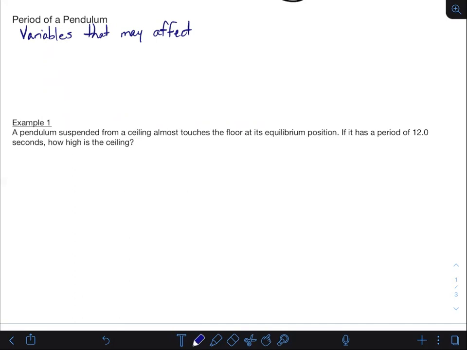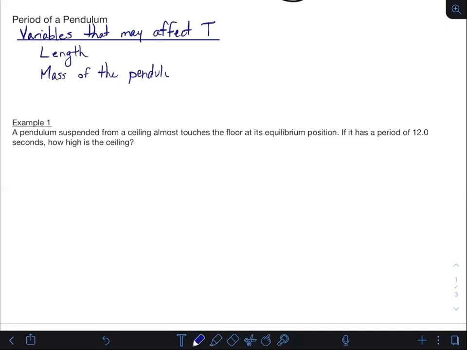Usually, when asked this question, new physicists will say, well, perhaps changing up the length of our pendulum will change up the period. Perhaps changing up the mass of the pendulum bob.